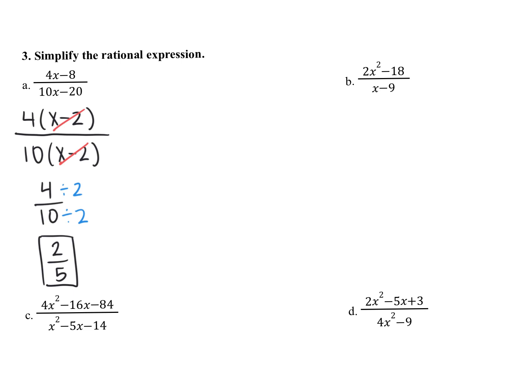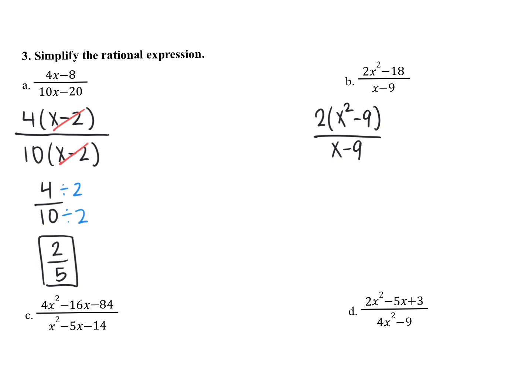Our second example, we have 2x squared minus 18 over x minus 9. So the first thing I'm going to do in my numerator is 2 and 18, both divisible by 2. So I'm going to factor out the 2, and we get x squared minus 9 over my denominator x minus 9. I can't do anything with x minus 9. There's no GCF. It's not a quadratic.